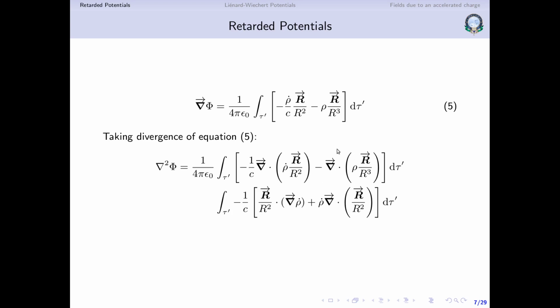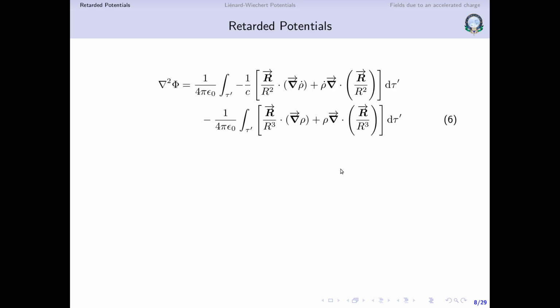In the same way here also, we first take the gradient of rho, leaving r by r cube as it is. Then, leaving rho as it is, we take the divergence of r by r cube. So this integral will be the expansion of this term, and this integral is the expansion of this term. So that is your Laplacian of phi.